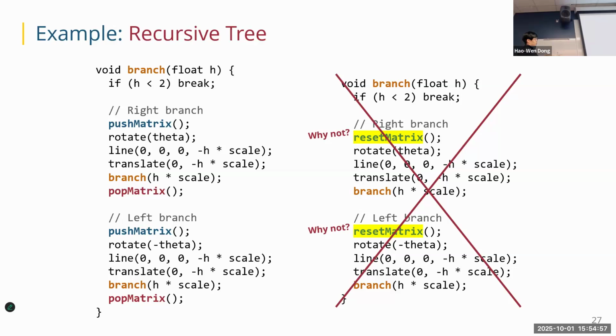You want to go to the right branch, turn back to the previous branch, and then you go to the left branch, and then go back to the original branch. So that's why you want to use push and pop so that you go to the immediately previous one rather than the original one. So there's some tiny nuance where reset matrix just doesn't work.